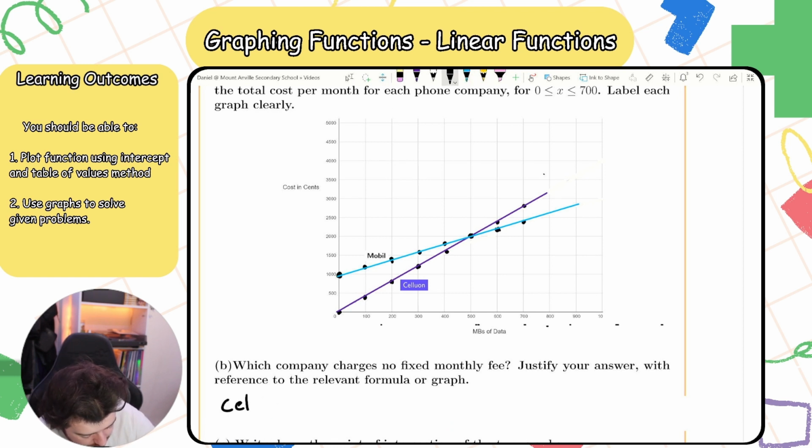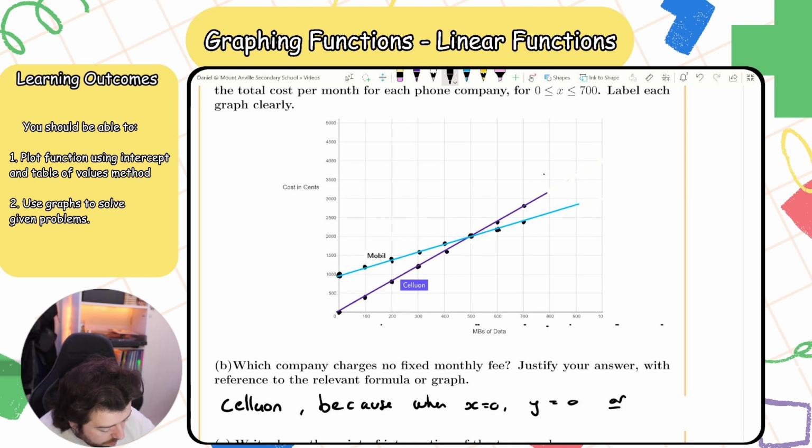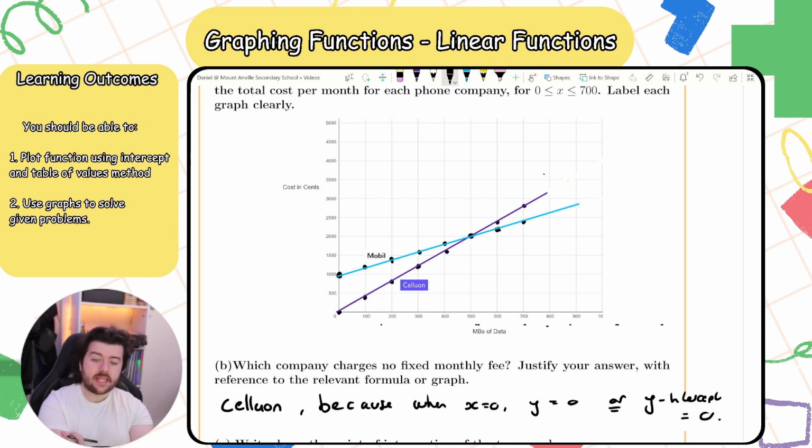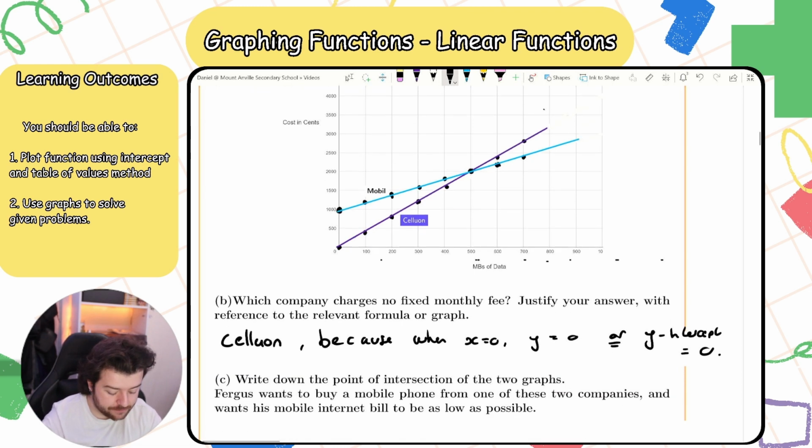Cellulon, because when x is 0, y is 0. Or we can say the y-intercept equals 0. Right, so the y-intercept equals 0. So there's no fixed fees. So usually fixed fees, or standing charges, or anything of the sort are usually my y-intercepts.